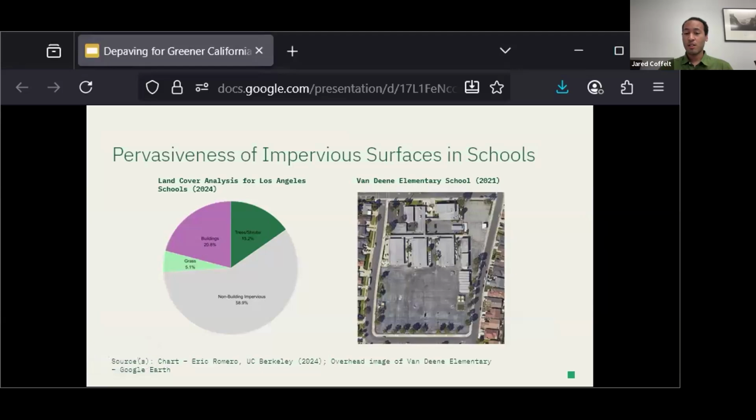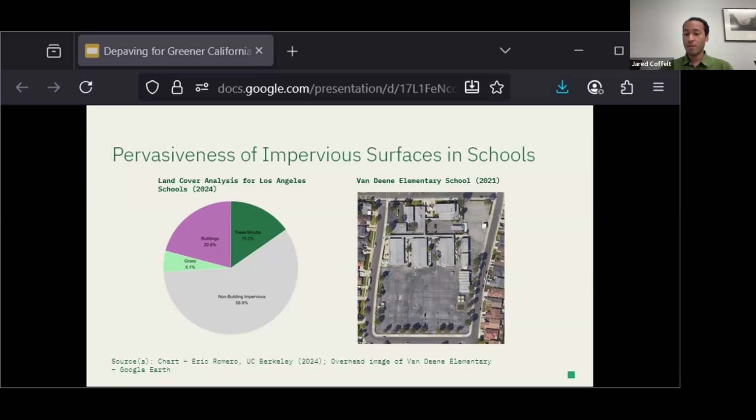Yeah, so this is just a slide demonstrating the extent of the problem, if you will, in California. We mentioned this is part of a larger study, including a land cover analysis done on different regions throughout California. And they found that in Los Angeles schools, for example, almost 60% of school grounds are covered with non-building impervious surfaces, which you can compare to only about 15% of school grounds being covered in some sort of trees or shrubs.